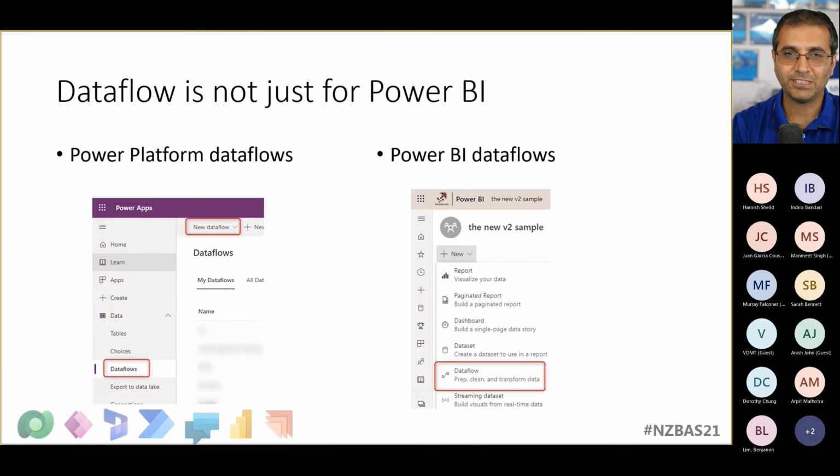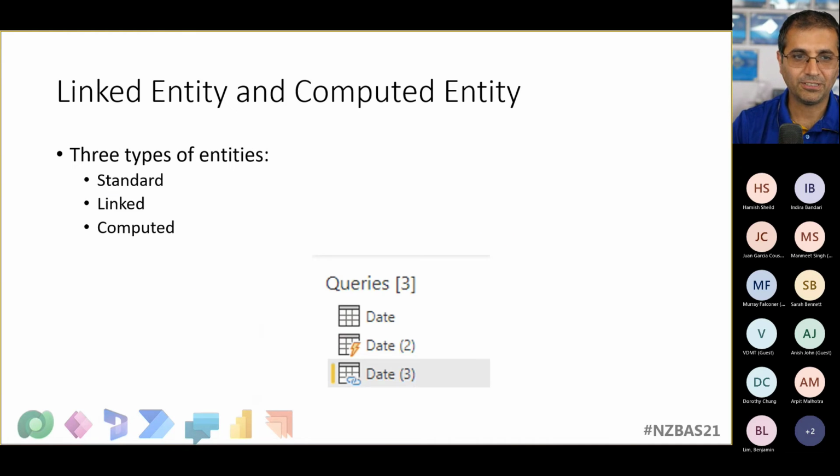So first is that data flow is not just for Power BI. It is also for Power Platform. I showed you that in the Power Apps portal you can create data flows as well. The licensing would be slightly different, similar to the licensing of Power BI and Power Platform itself. They don't use the same licensing plan. Each of them has a different licensing structure. But it is possible to create it in both of these places. There are slight differences in how things work in one over the other. I'll explain that a little bit further as well.